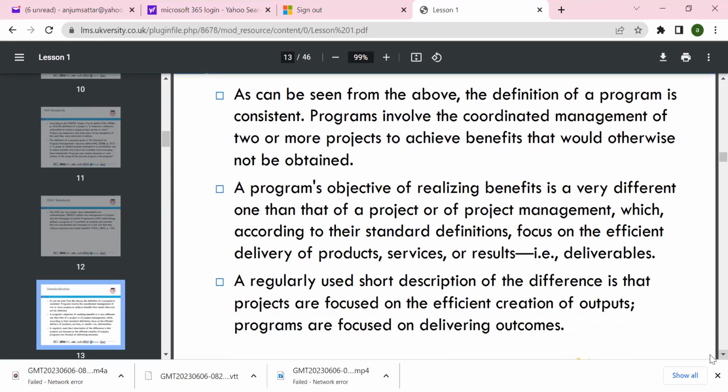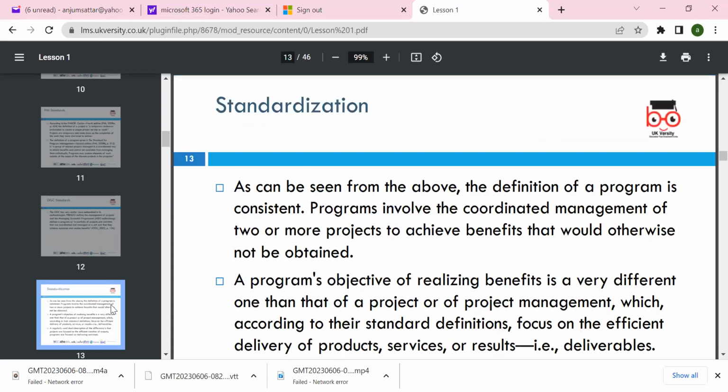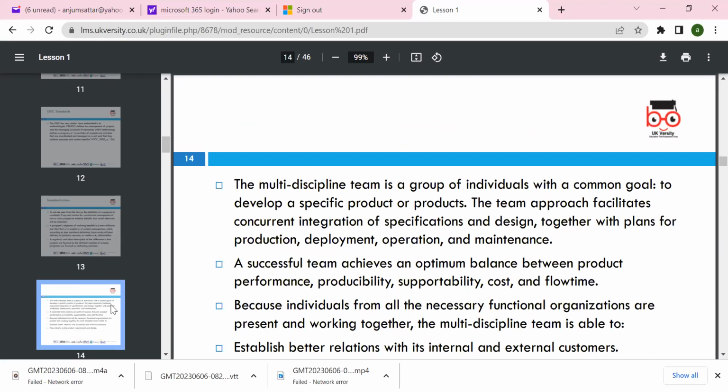Projects are a short description of difference in focus: efficient creation of output, while programs are focused on the deliverable outcome. Like when the government wants to reduce smoking and cancer problems, the government starts it as a project. First they ban advertising during sports intervals. Then they move to the next stage: you can't smoke on public transport. Then you can't smoke in your own house if you have kids under 16, so you have to go out of the house to smoke, by law. These are the different stages because the government wants to achieve the desired objective.